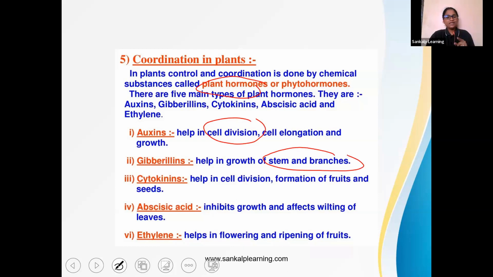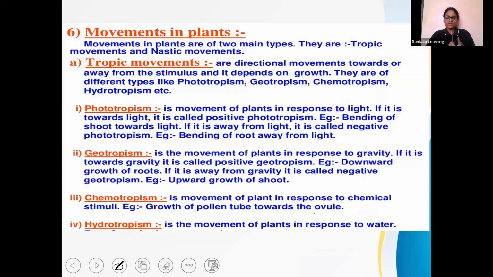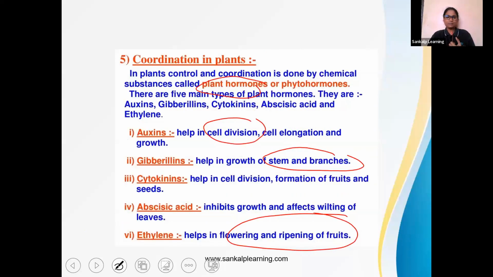Abscisic acid inhibits growth and affects wilting of leaves, meaning withering and falling off of the leaves. Next, ethylene helps in flowering and ripening of fruits. So these are the hormones present in plants: auxins, gibberellins, cytokinins, abscisic acid, and ethylene. After this, we have movements in plants.